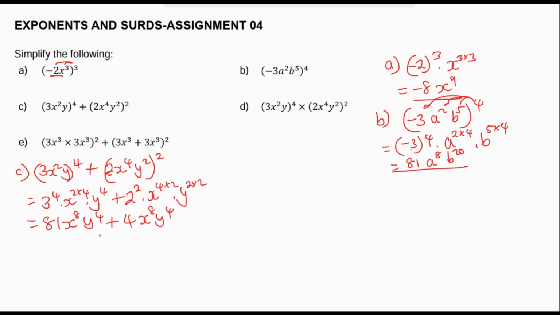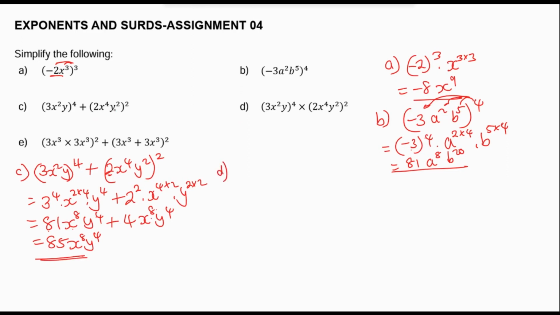Then these are like terms, we can add them. So it's 81 x to the power 8, y to the power 4, plus 4 x to the power 8, y to the power 4. So it becomes 85 x to the power 8, y to the power 4. Right, and then we have D.